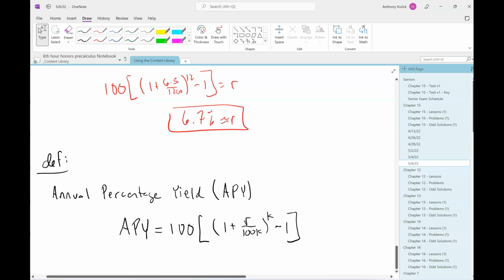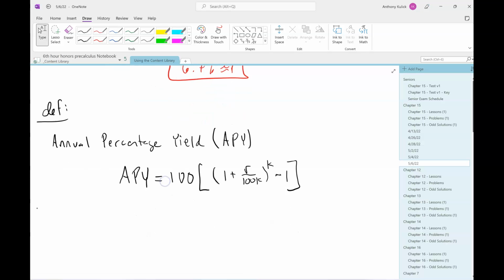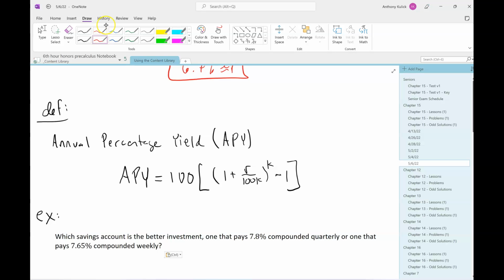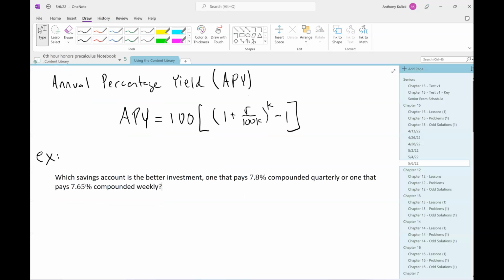And again, all these things we've defined here, so we don't really need to do this again. This APY, just again to reiterate, is like the equivalent interest rate on an annual compound, right? So just taking whatever it is and converting it to an annual compound. All right, so that allows us to answer a question like this.